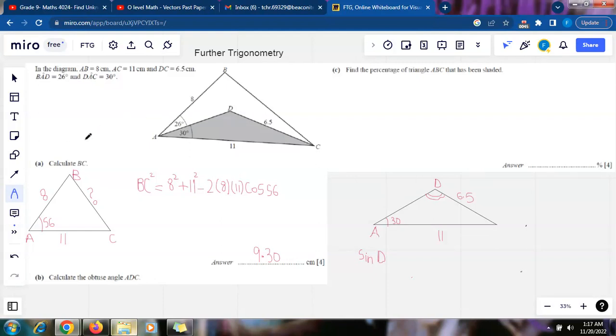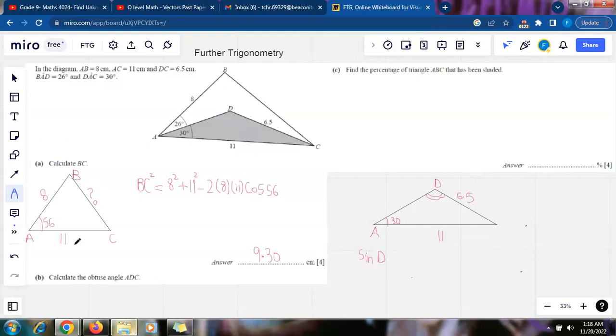The first part says we have to find the length of side BC. Since BC is a part of the bigger triangle, that is triangle ABC, so what I have done over here is that I have drawn the figure again, and this is the bigger triangle ABC, and the two sides AB and AC are given. The side AB is 8 centimeter, so I have written 8 centimeter over here. This is side AB, and the side AC is given as 11 centimeter. So this is side AC, and this has been given as 11 centimeter.